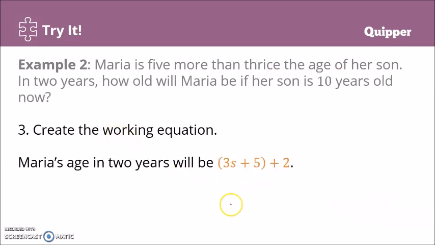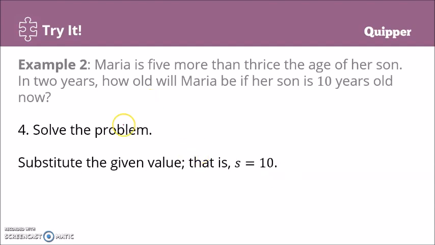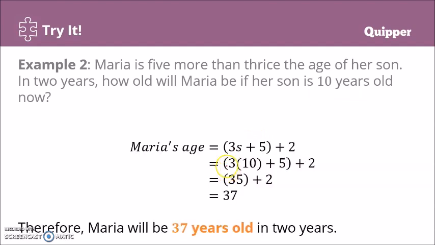So, create the working equation. So, Maria's age in 2 years will be yung age niya ngayon plus 2. Okay? And so, solve the problem. Substitute the given value, that is S equals 10. Kasi sabi, how old is Maria in 2 years if her son is 10 years old now? So, yung son niya ngayon ay 10 years old. So, let's substitute this in the working equation. So, Maria's age is 3S plus 5 plus 2. So, we substitute 10 to S. So, that's 3 times 10 plus 5 and then plus 2.